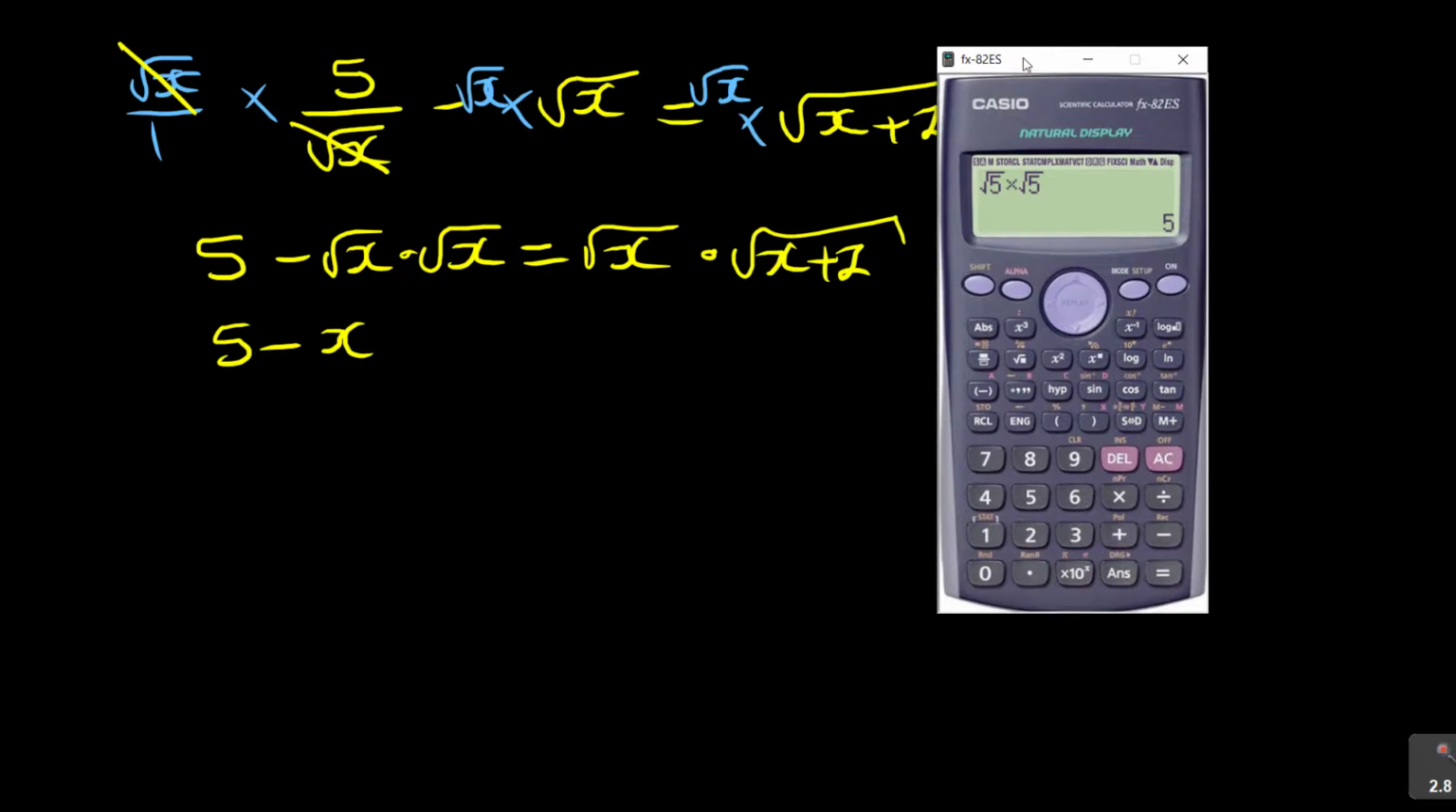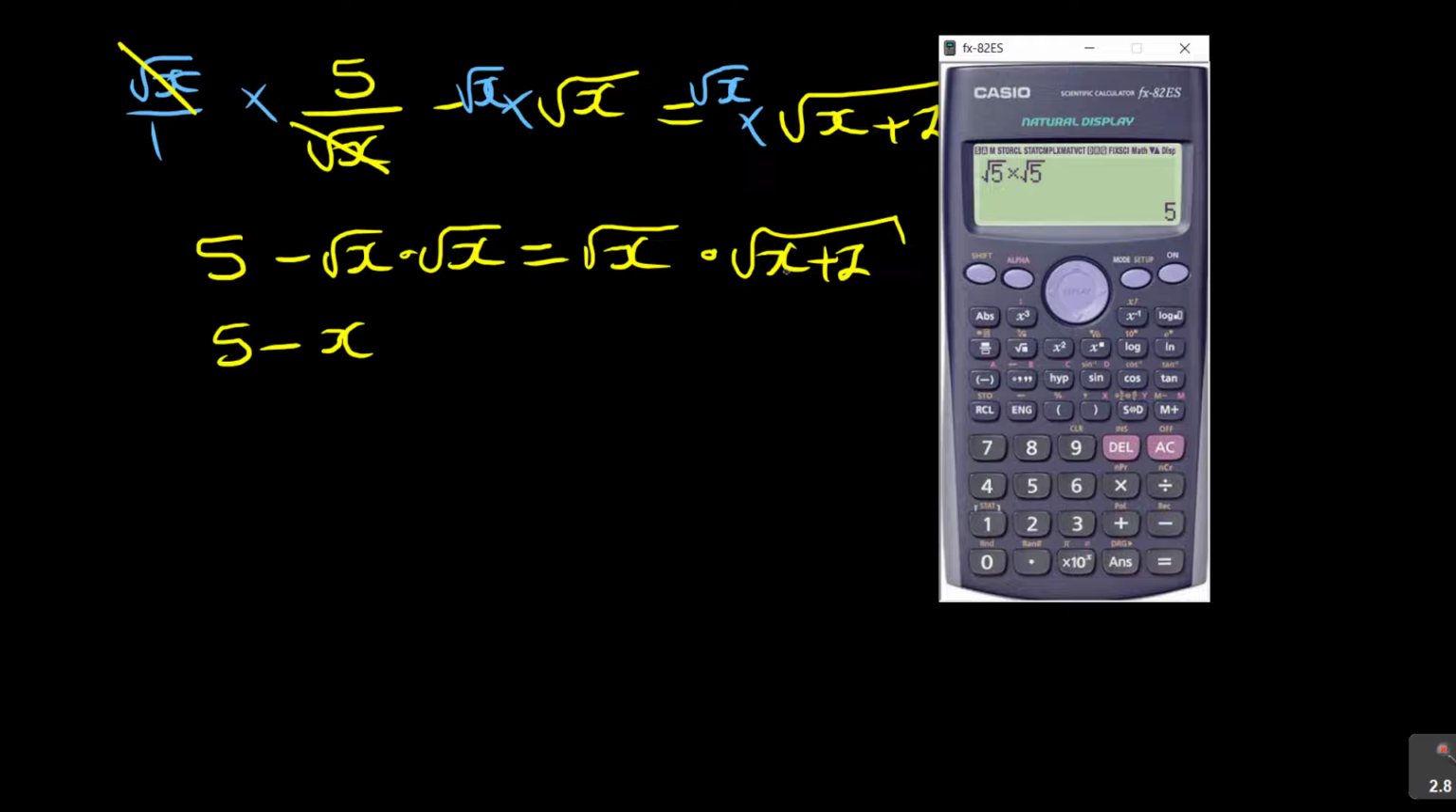And also I want to test this, square root of x times square root of x plus 2. If I say to you, let's say square root of 3 times square root of 5, you'll see what it says. It says square root of 15.